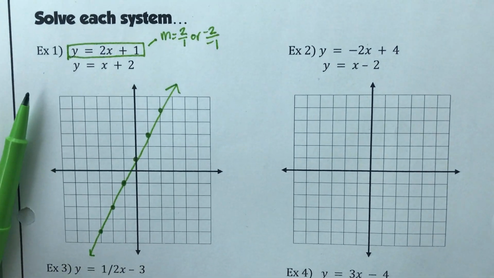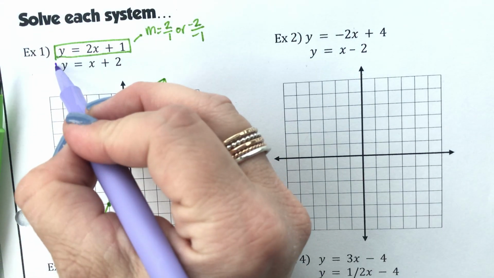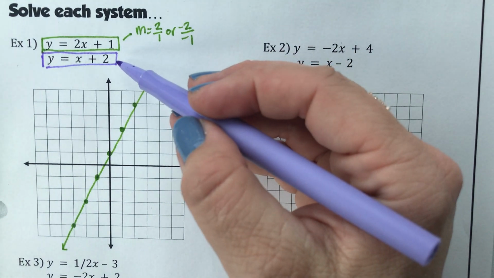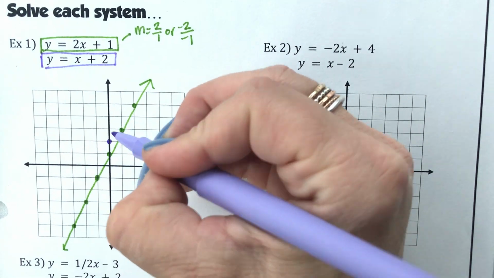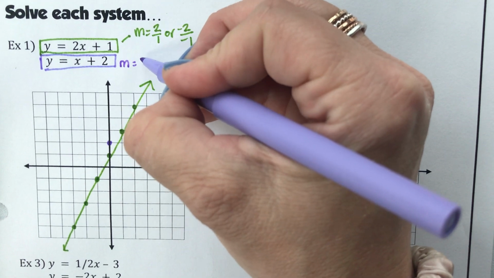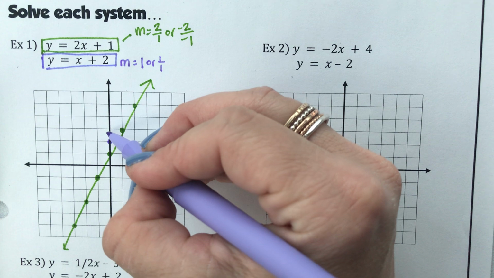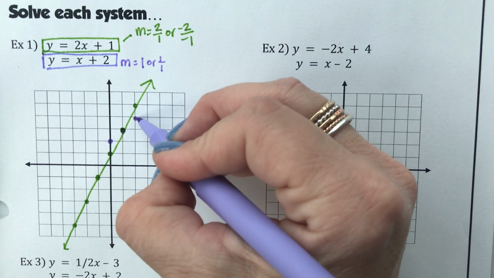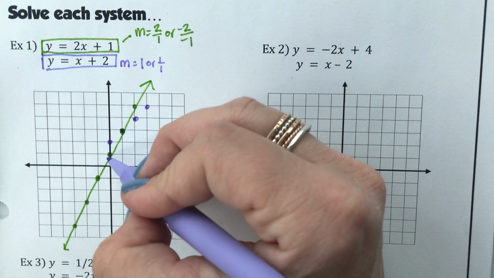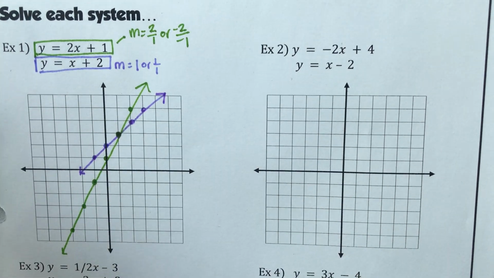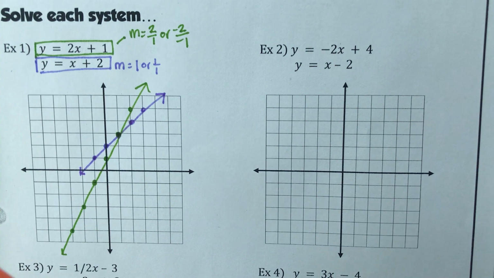Okay, and then I'm going to do my purple line, which is y equals x plus 2. So this one, I start on 2, right? And it has a slope of 1, which is 1 over 1. So I'm starting here, rise 1, run 1, rise 1, run 1. Okay, and I can actually stop because I can already see my solution.